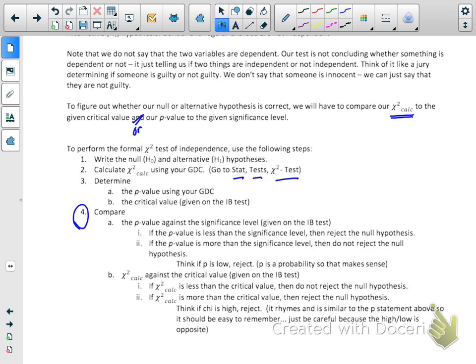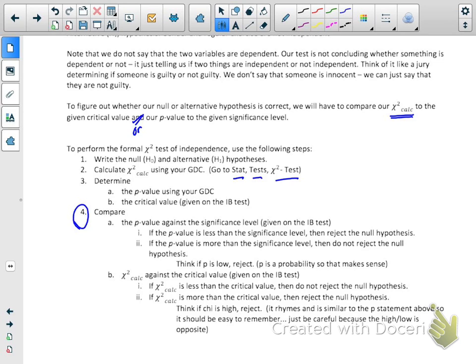If the p-value is less than, we're going to reject the null hypothesis. If the p-value is more than, we're not going to reject the null hypothesis. So think of it as if p is low, reject. P is a probability, so that would make sense. If your probability is low, then you're not going to accept that.